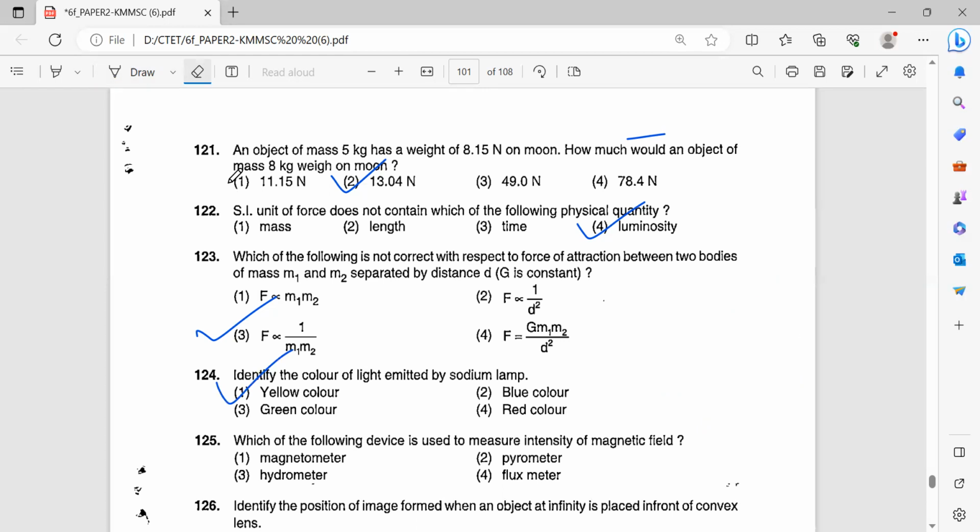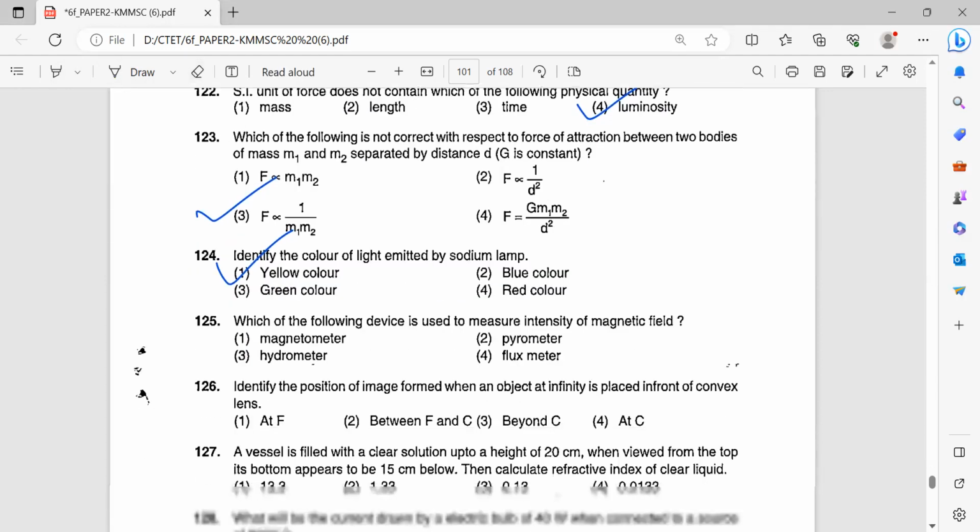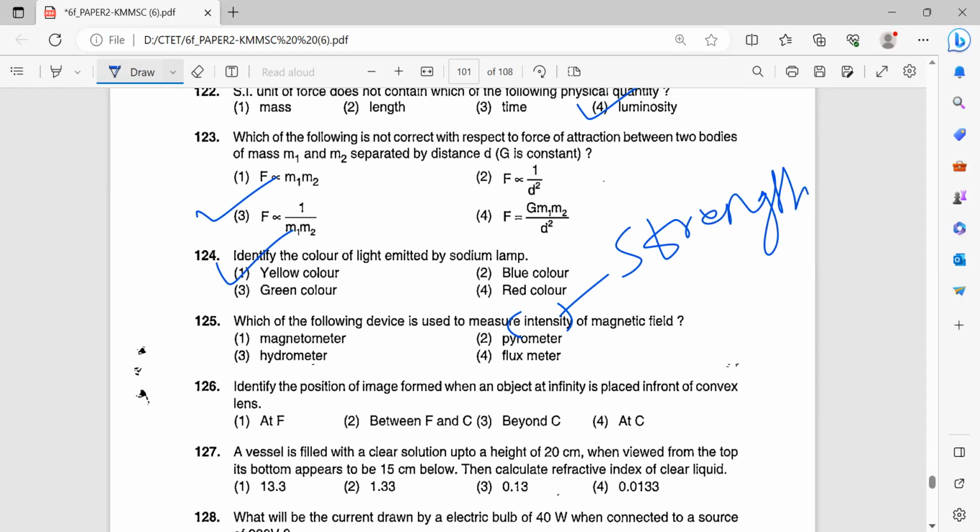25th question. Which of the following devices is used to measure the intensity of magnetic field? Intensity of magnetic field. Intensity means strength. So which of the devices is used to measure the intensity of magnetic field? That is nothing but the magnetometer. Pyrometer, flux meter is used to measure magnetic flux.